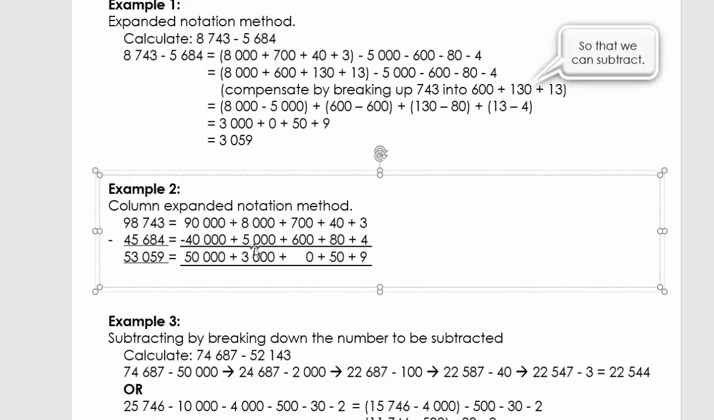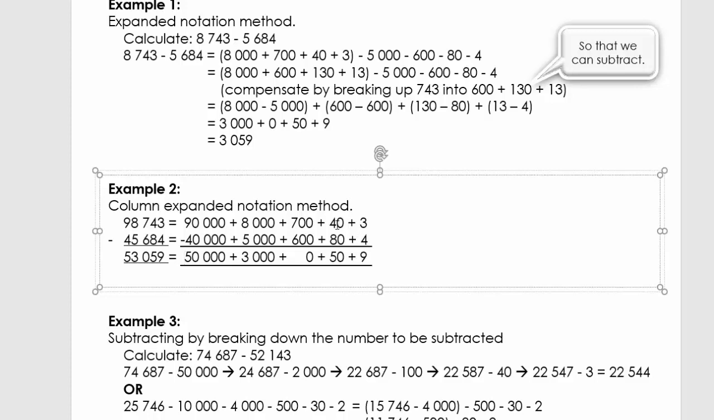So what do we need to do? We need to go and borrow again. So let's quickly start here. For the 3 and the 4, I need to go and borrow a 10. So it's going to become 13. So 13 minus 4 equals 9.